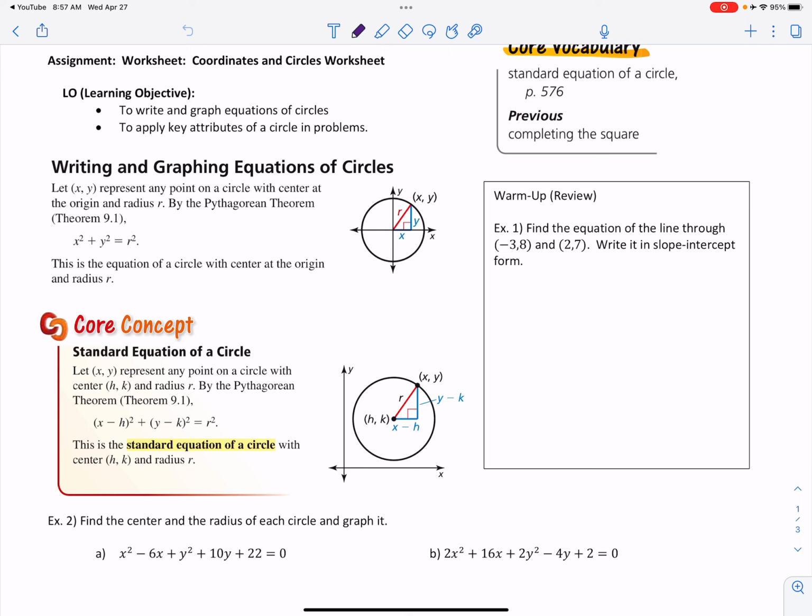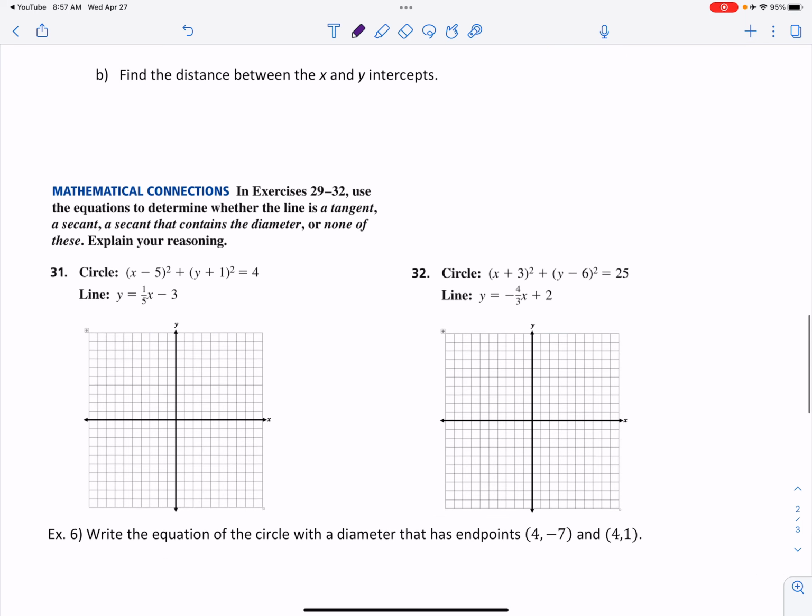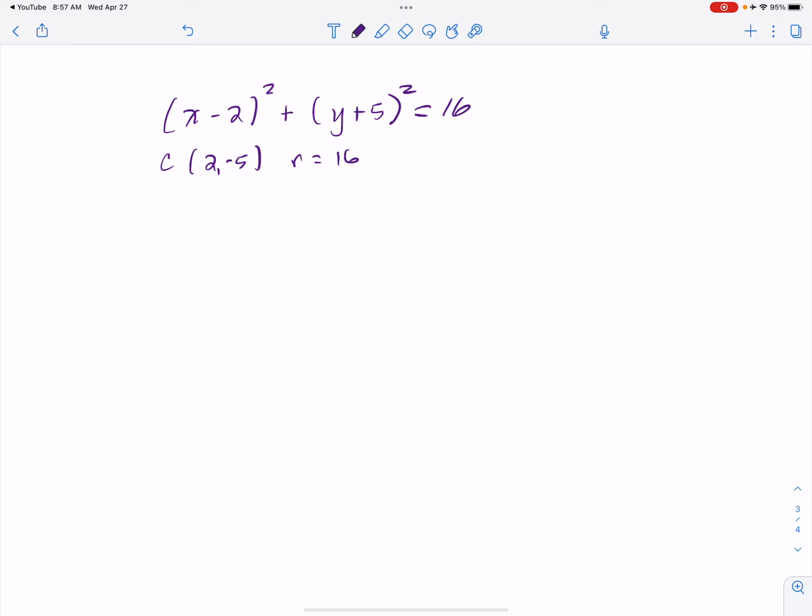And so then we have this new equation where we have moved the circle to a new center (h, k) with a radius of r. Excuse me. I'm just going to go down to a new page here and just to review from geometry, if you would have had (x - 2) squared plus (y + 5) squared equals 16. This would be a circle of center (2, -5) and a radius of 16.